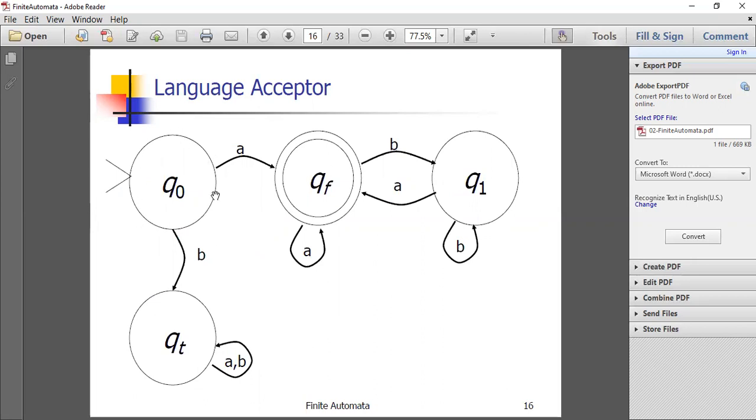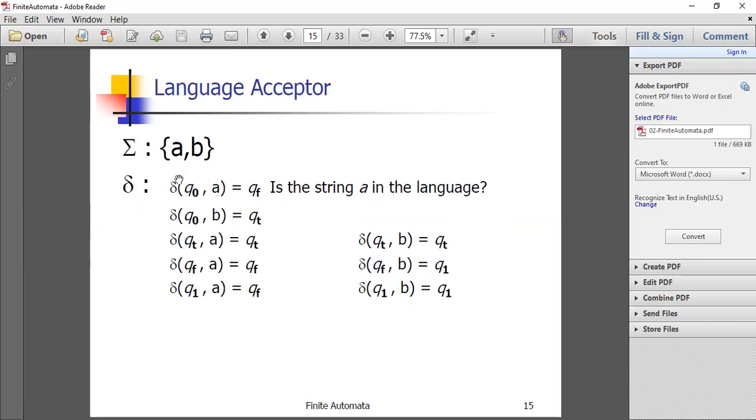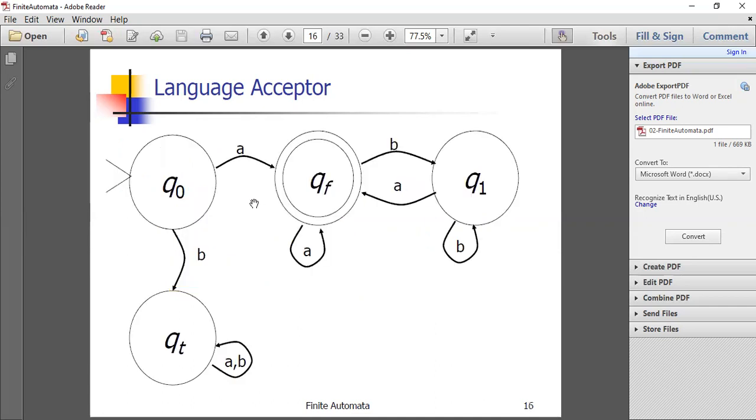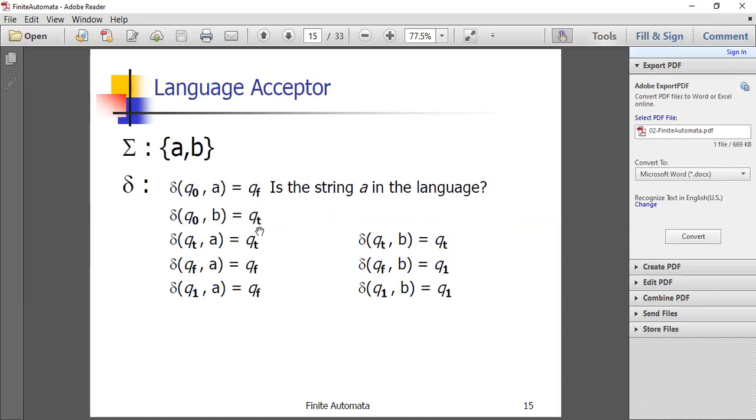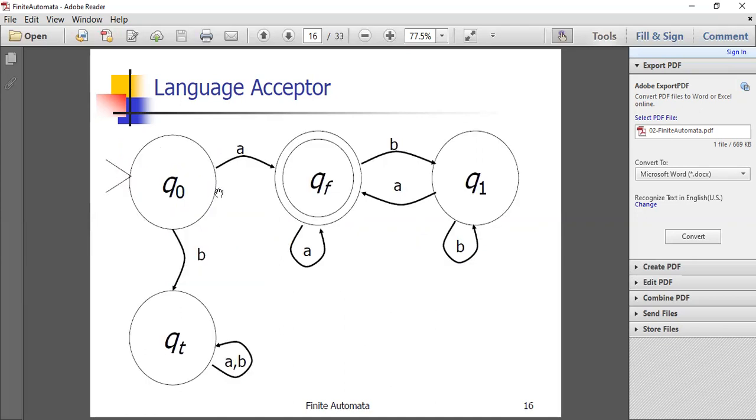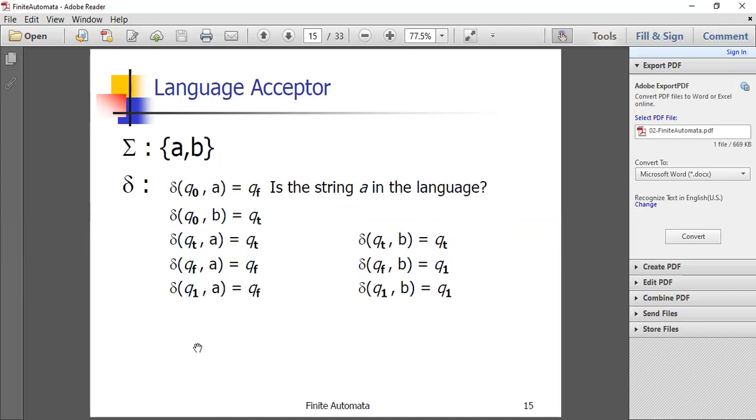See here, all these we have mentioned in a transition function, right? Delta of Q0 comma A is QF. On Q0, when it is on A, it should reach QF. Here QF means we have the final state, which is represented by the double circle. Q0 on B, it should reach QT.